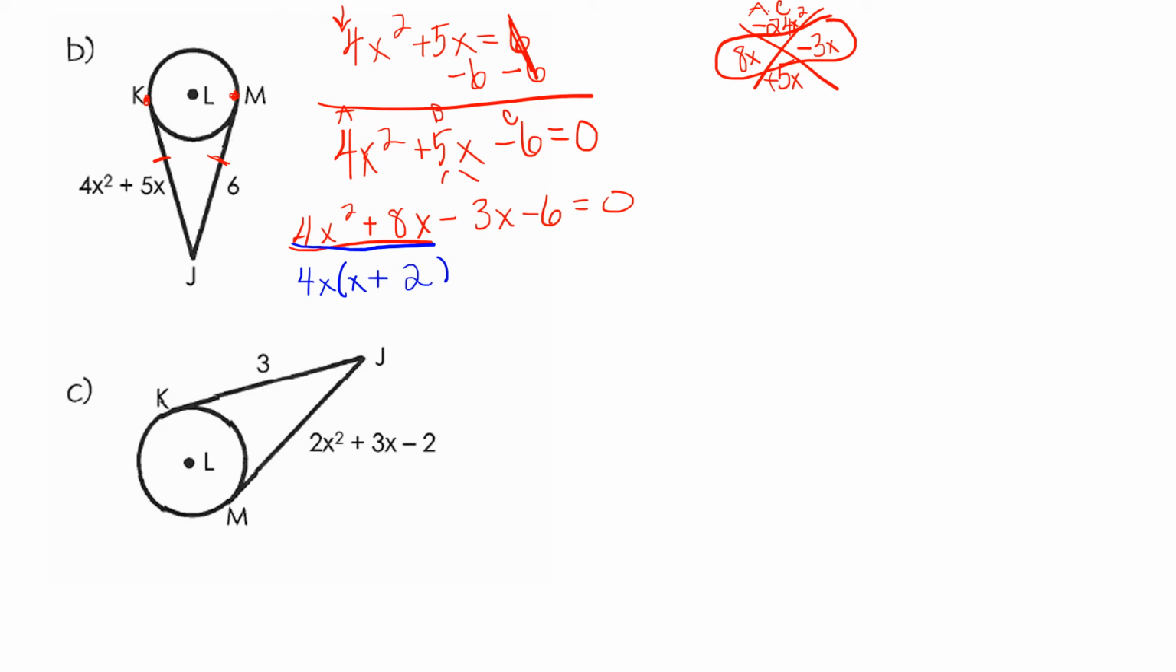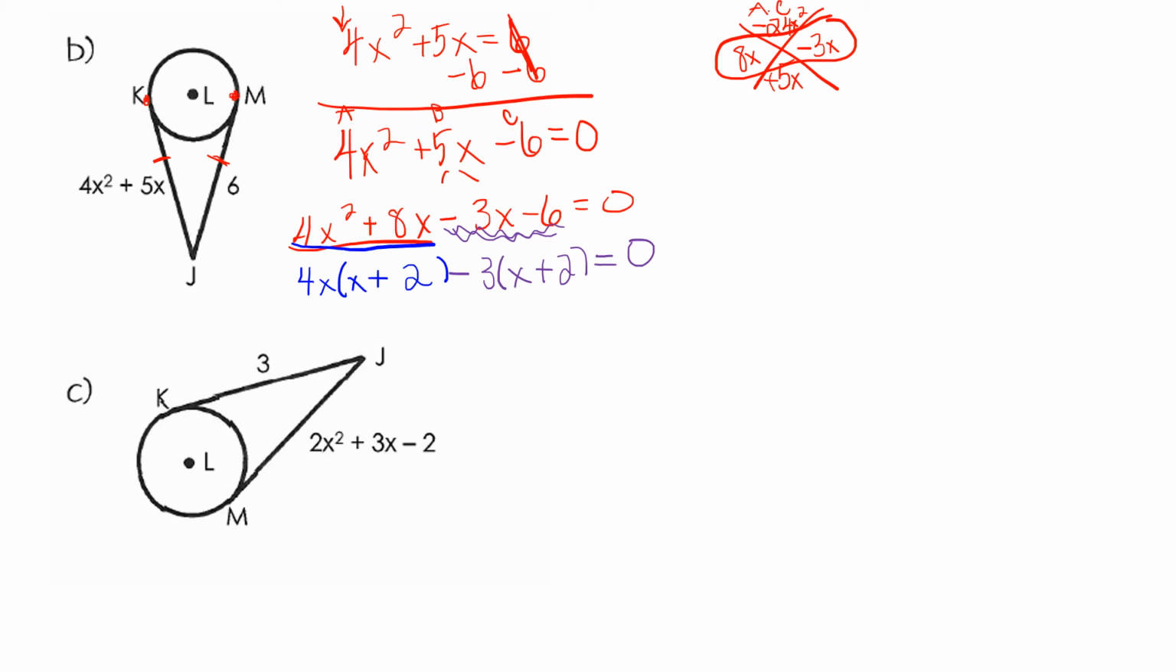Now we have to look at the last two terms, negative 3x and negative 6, and we need to take a GCF out of these two. And we can take out a negative 3, which if I divide negative 3x by negative 3, that leaves me with x, and negative 6 divided by negative 3 leaves me with a positive 2.